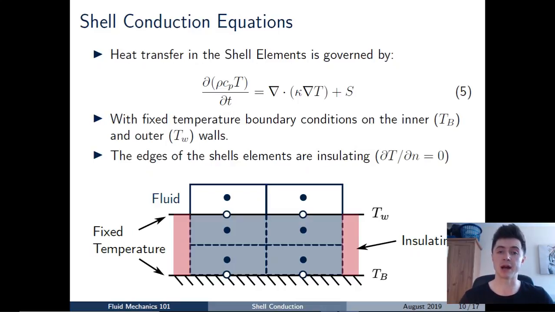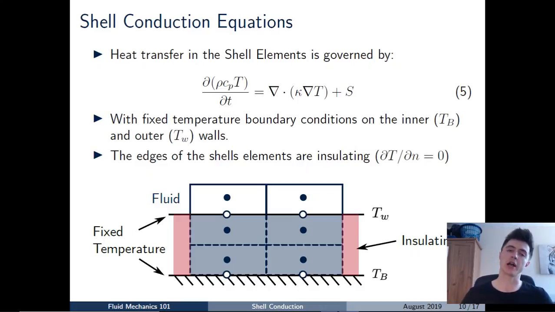And now if we think of the boundary conditions for this partial differential equation by looking at the diagram there, we see that the inner surface is at a temperature TB, that's a Dirichlet boundary condition, and then the surface in contact with the fluid is also at a fixed temperature TW, and that's also a Dirichlet condition. And then the end surfaces of the shell elements are insulating boundary conditions, or Neumann boundary conditions.